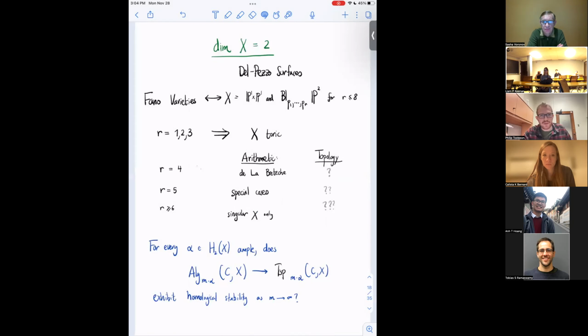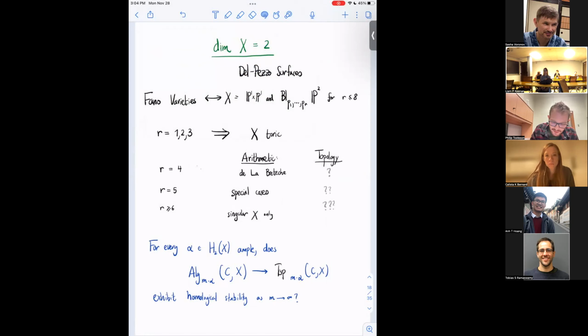What I really want to talk about is, in general, maybe you expect that you can say something for Fano varieties, but I just want to consider the case where the dimension of X is equal to 2. And in this case, a Fano variety is also called just a Del Pezzo surface, and they're completely classified. So you can either have P1 times P1, or you can have a blow up of projective space in less than or equal to 8 points. So I really just want to talk about blow ups of projective space in less than or equal to 8 points.